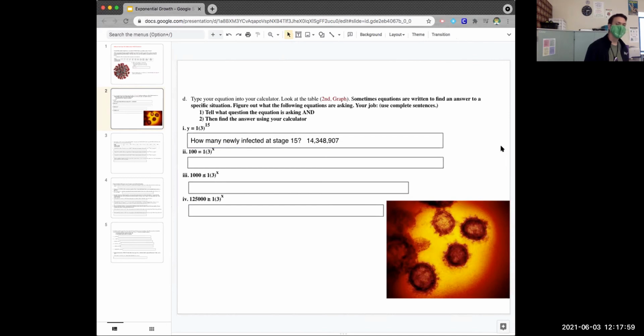So the next one. I noticed that instead of a y, now there's 100 out there in front. And I noticed the x is back in the exponent. So what does that 100 represent?